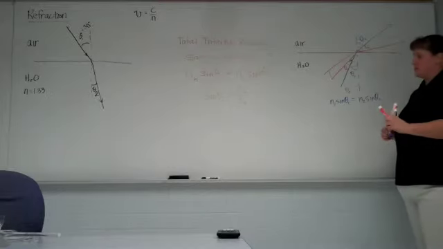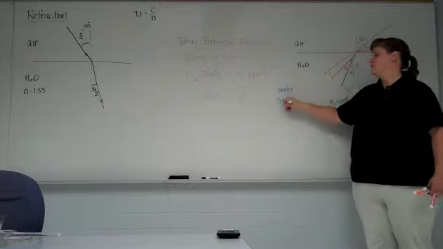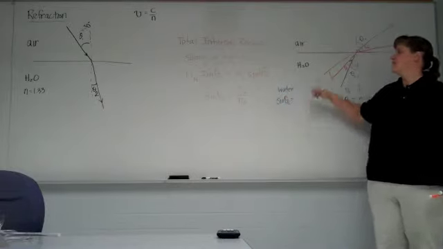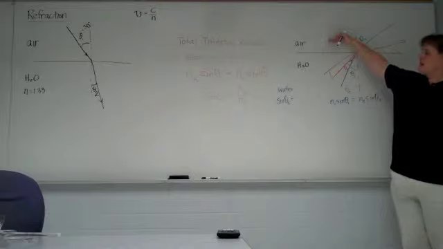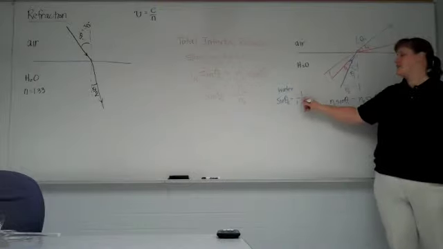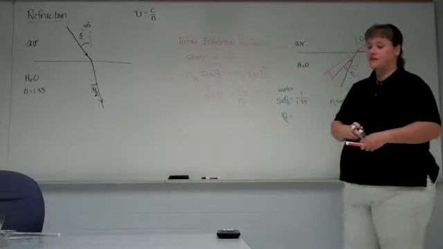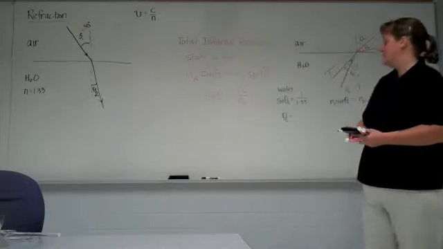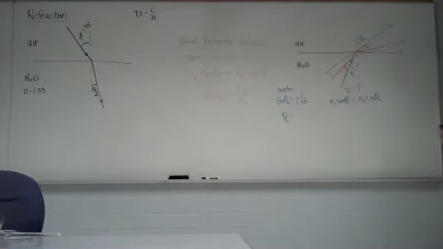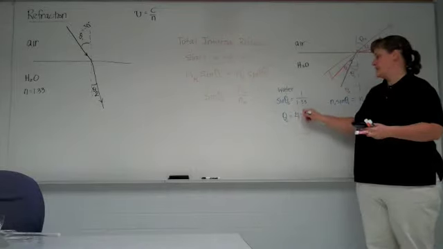For water, for example, we start in water with the light exiting out into air. Air is the lower index of refraction, so that's 1. Water is the higher index of refraction, that's 1.33. So the critical angle for water into air is 49 degrees.